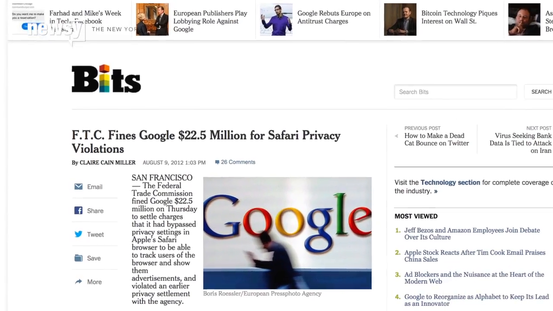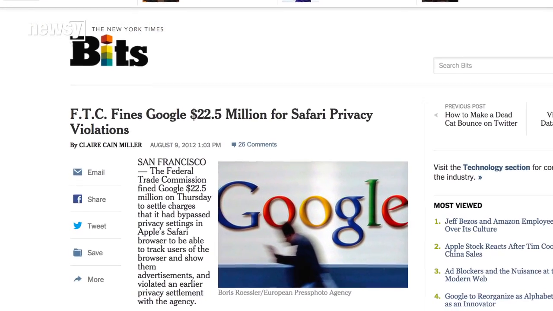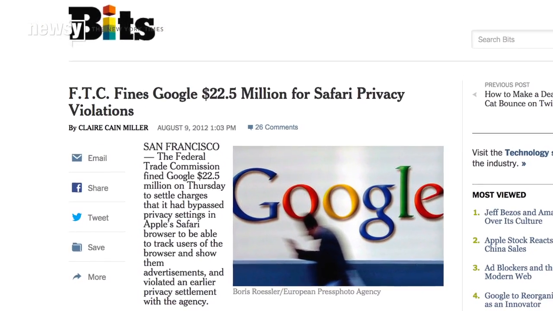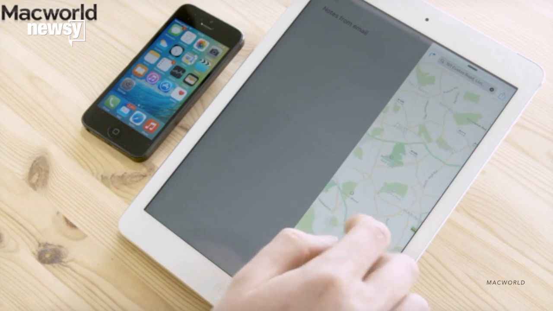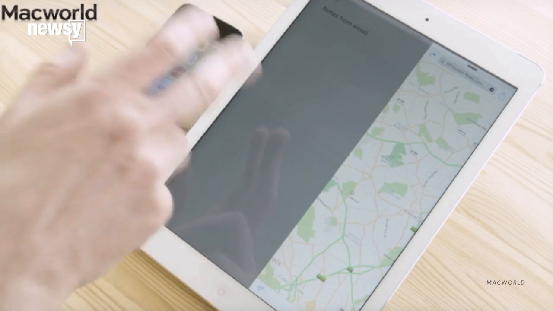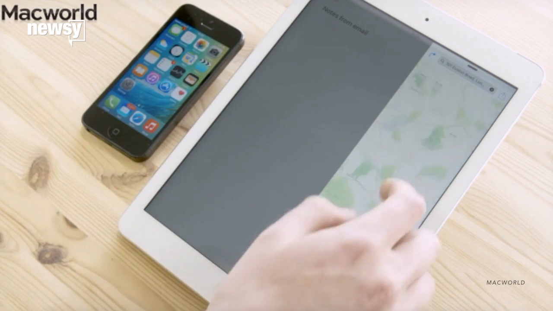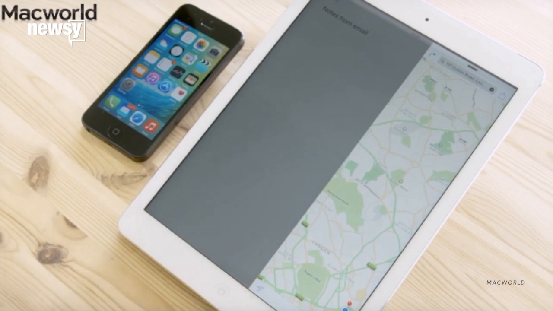It's worth noting the FTC has fined Google for bypassing other Apple privacy settings before. But Google doesn't look to be breaking any rules on this one, just best security practices. It says this workaround is intended to be a last resort measure to make apps work, and a short-term one, until ATS support enters the mainstream.